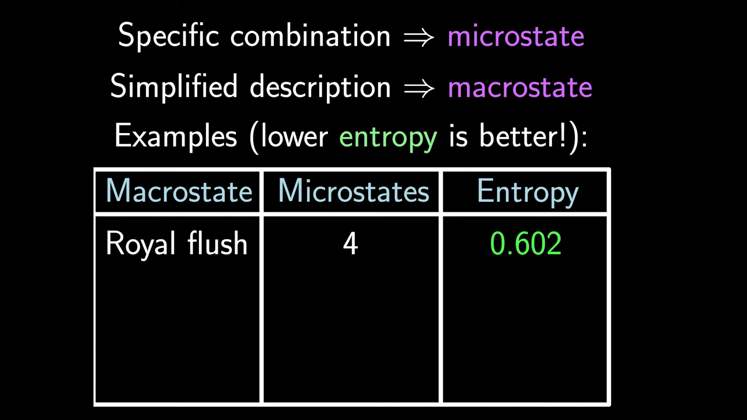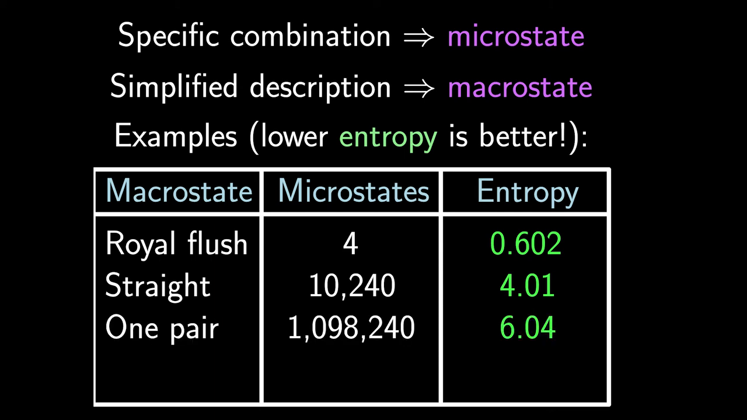Okay. Royal flush. Royal flush is when you have the cards ace, king, queen, jack, 10, all in the same suit. That's very rare. There are only 4 ways to do that. It's got an entropy of 0.602. A straight is when you just have cards in numerical order, without regard to suit. That's rare, but not as rare. There's actually over 10,000 ways to do that. It's got an entropy of 4.01.